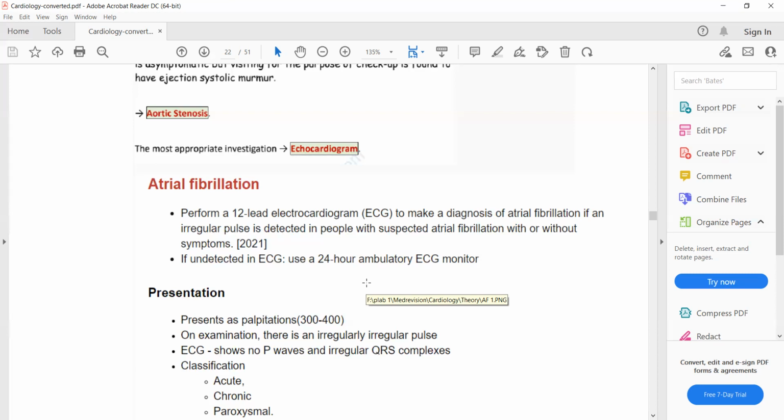The treatment in both cases is valvular replacement or prosthetic heart valve. And if the patient is not fit for surgery, then balloon valvuloplasty can also be done. A balloon is usually used to open the stenosed valve if the patient is not fit for surgery. So this was all about heart murmurs, their diagnosis, and their causes.